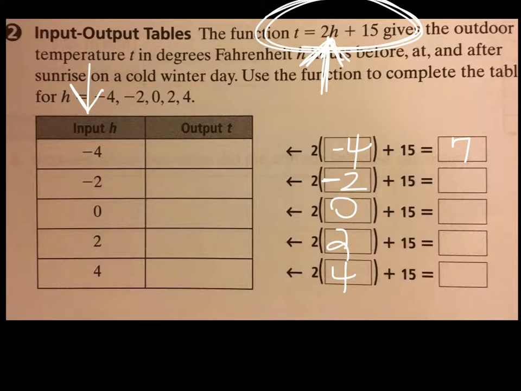Okay, now this is a trick. If on your calculator, after you put in the equation once, it gives you 7, if you'll hit second enter.